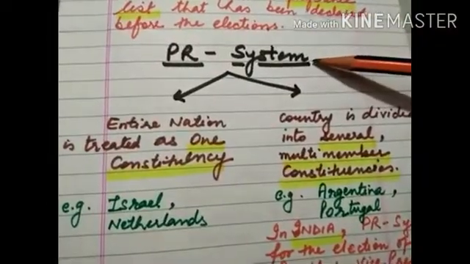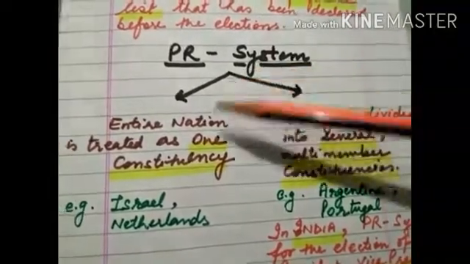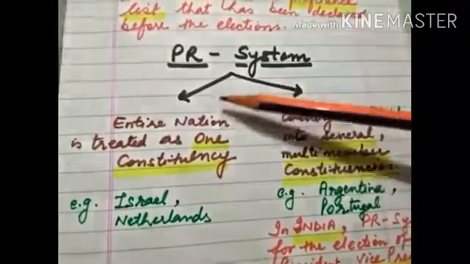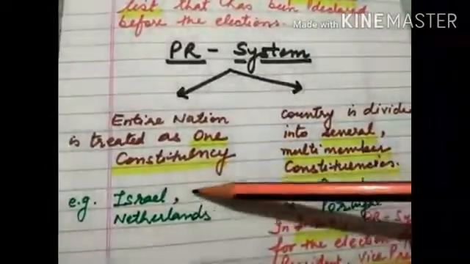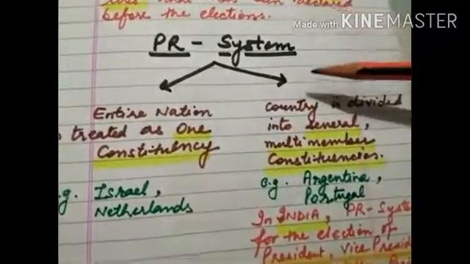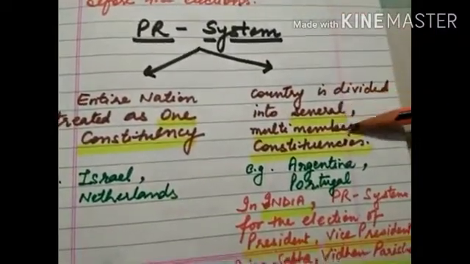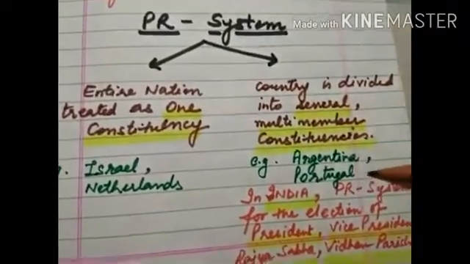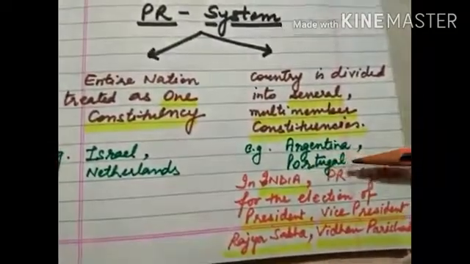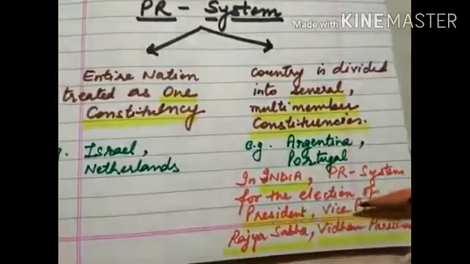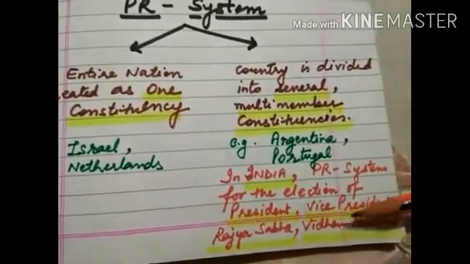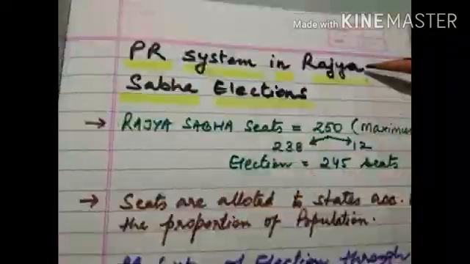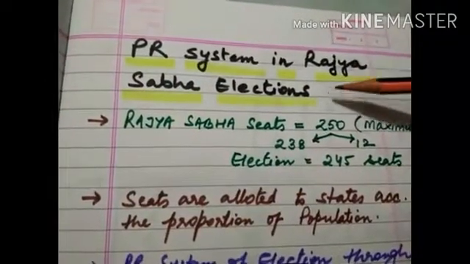Now PR system is further divided into two parts. Under first system, entire nation is treated as one constituency, and this system is followed in countries like Israel and Netherlands. But sometimes country is divided into several multi-member constituencies, and this system is followed in Argentina and Portugal. In India also, PR system for the elections of president, vice president, Rajya Sabha and Vidhan Parishad is used, where country is divided into several multi-member constituencies.